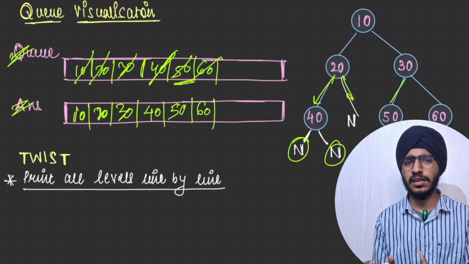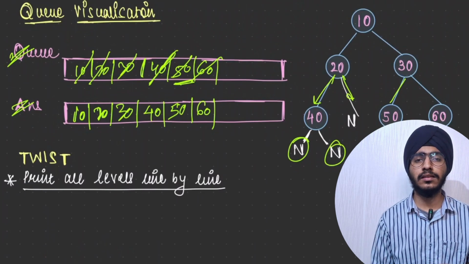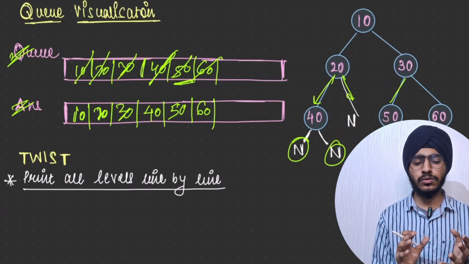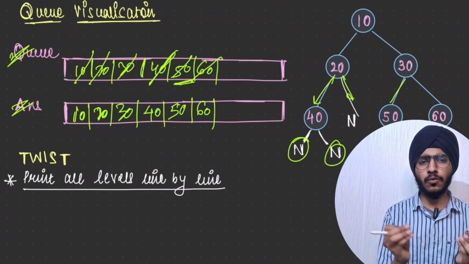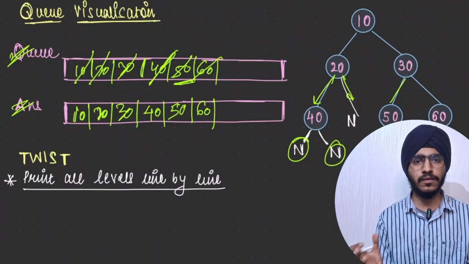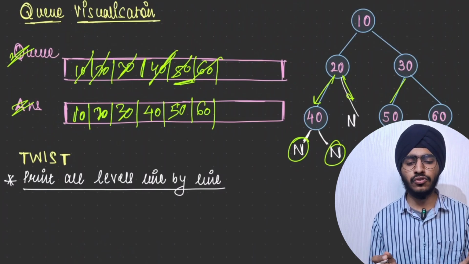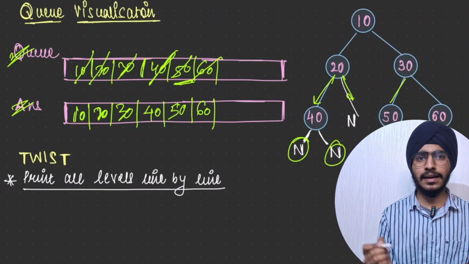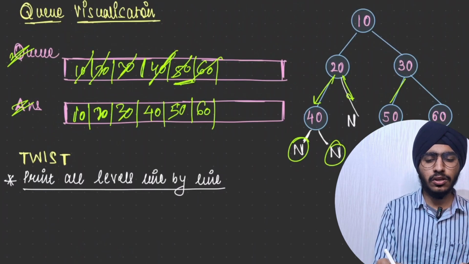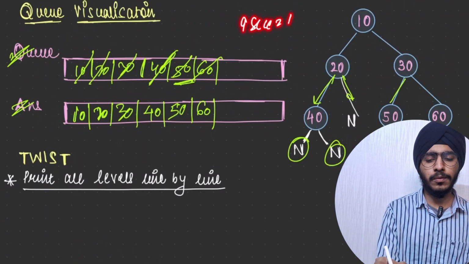If anyone asks me, print all the levels line by line, then how will I do that? So there can be many approaches, but let me tell you one approach that I mostly use many of the times. This approach is to maintain the queue size at every level. Let's say initially queue size was 1, right? So we maintain it as 1.